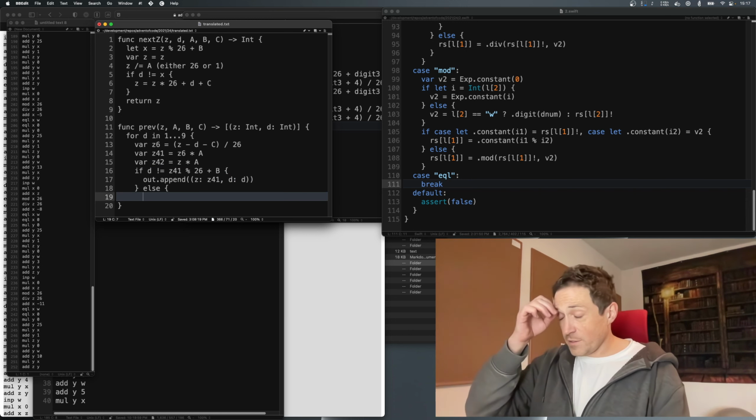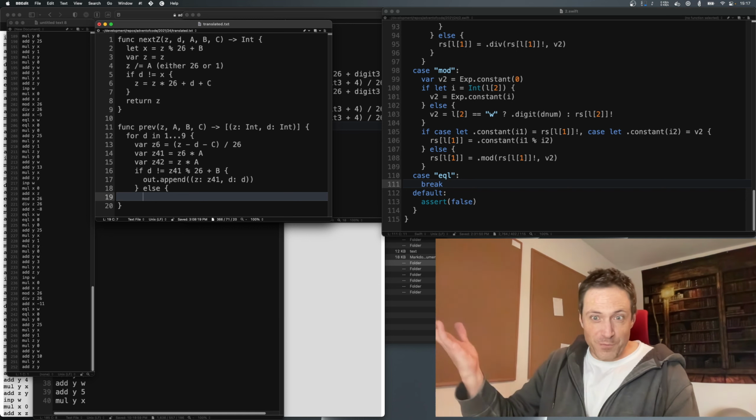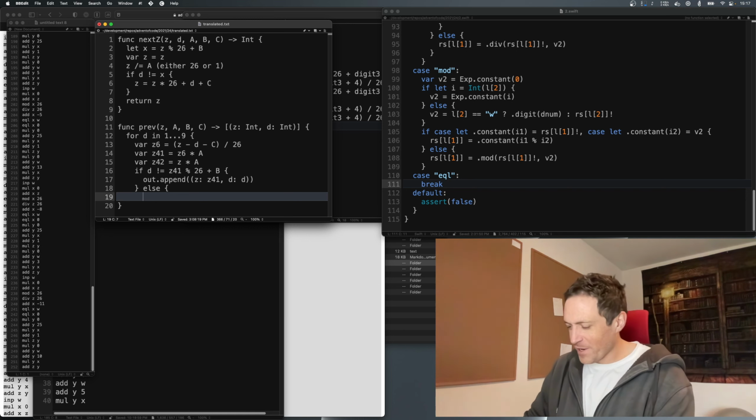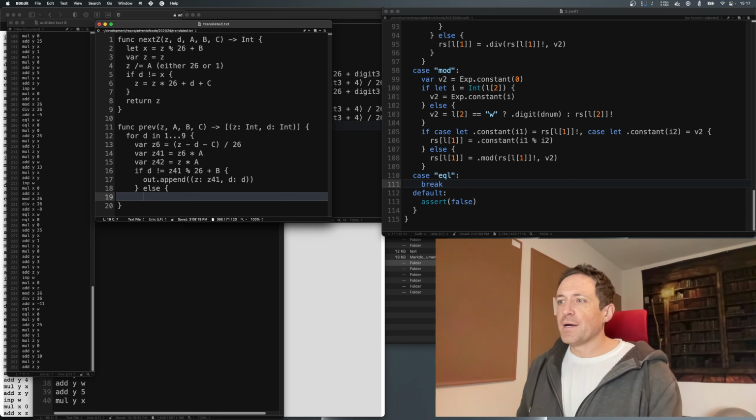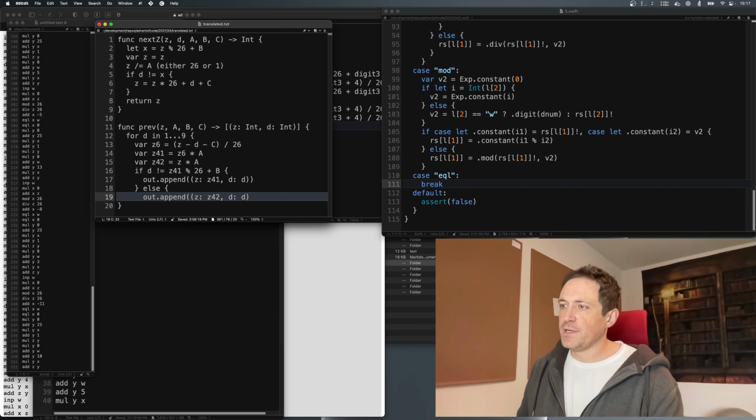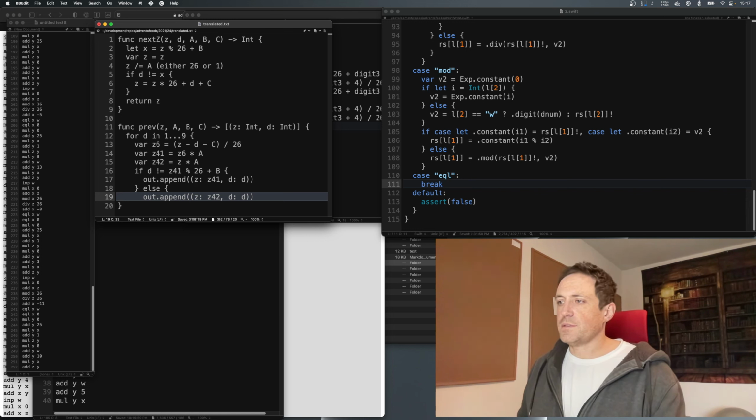Luckily we can test this because these functions are going to be inverse of each other, because I'm sure I'm getting this wrong, but else append Z42 for D, right?